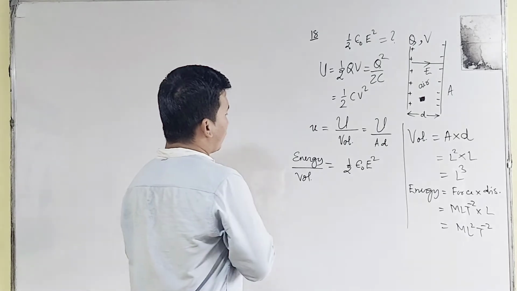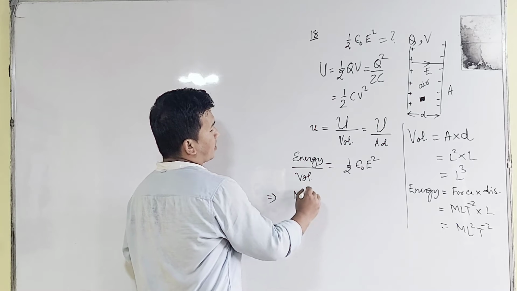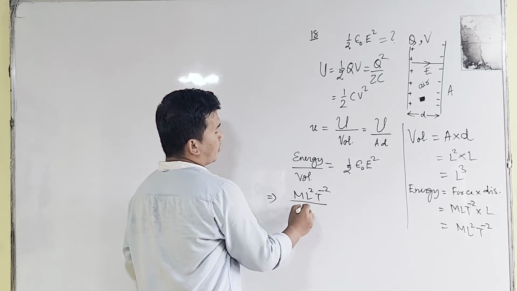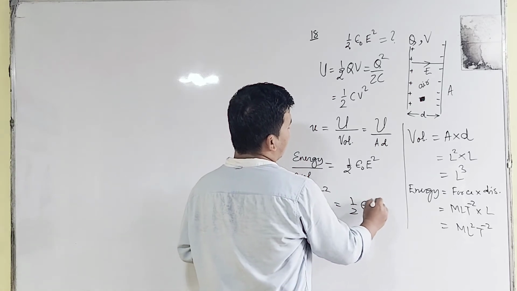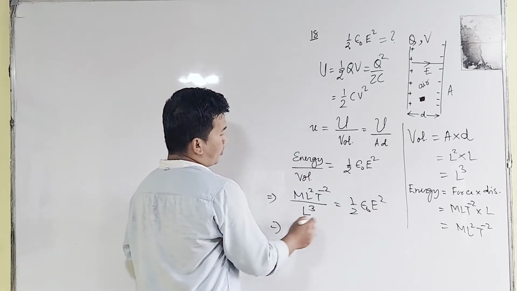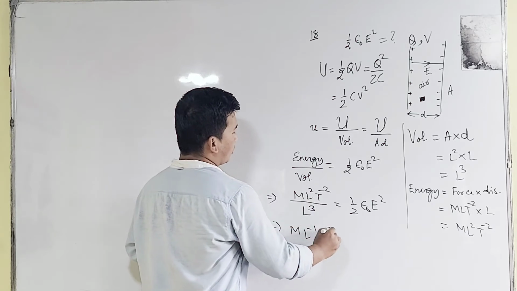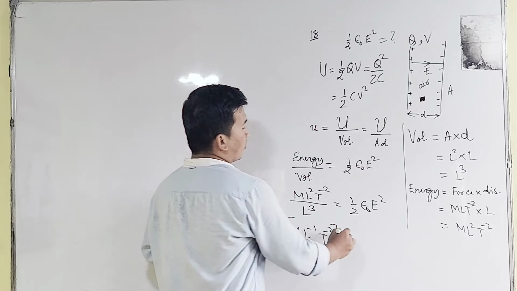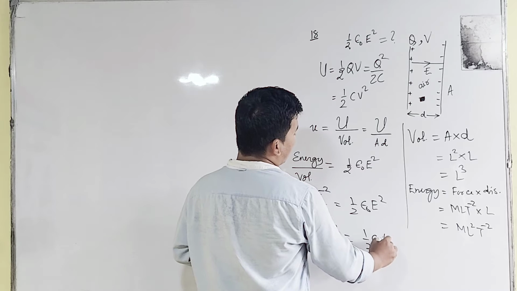We just put the value over here. See the energy, the m L square T inverse 2, divided by volume, which will be L cube, and it will be half epsilon naught E square. So we just put the value here, m L inverse T inverse 2. This will be the dimension formula for this unknown parameter half epsilon naught E square.